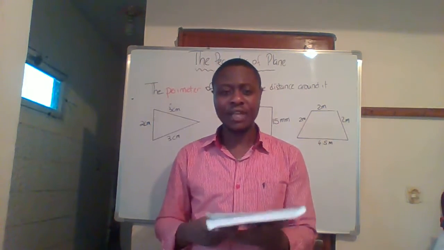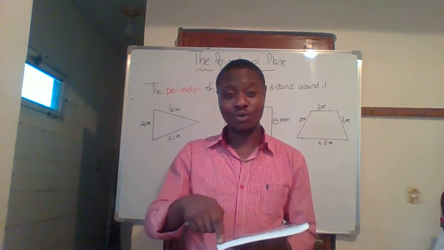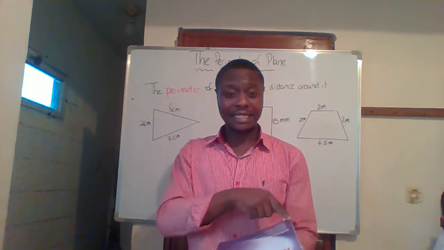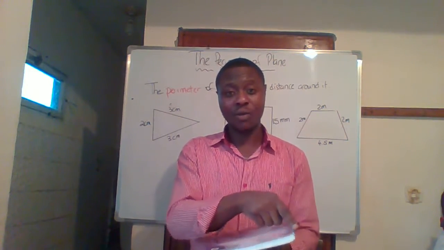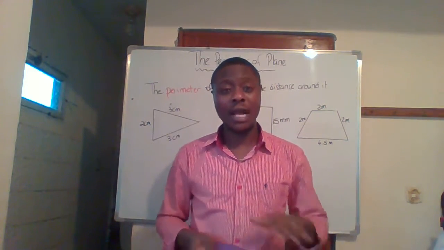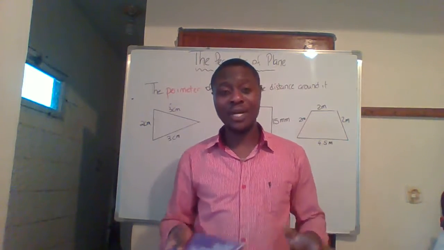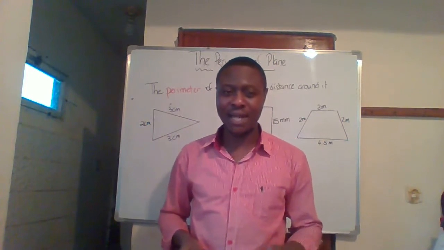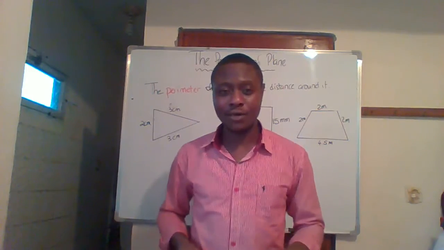Imagine if you were to go around the classroom. You follow the lines, the edges of the walls of your classroom. You are actually walking the perimeter. So the perimeter is a distance. I would like everybody to keep this in mind. The perimeter is a distance around the shape.